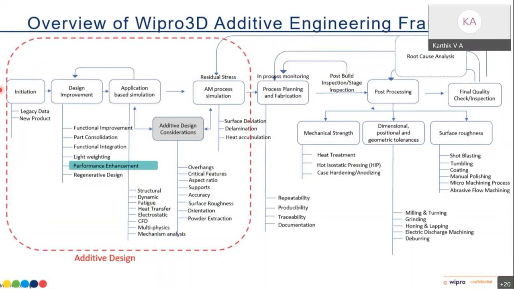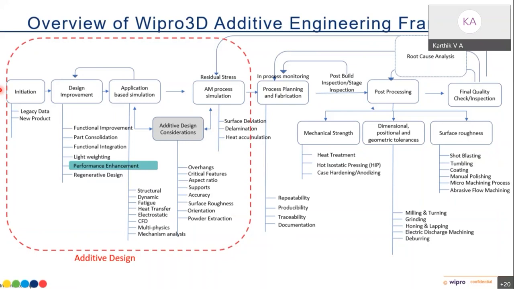Once that is done, we make design improvements, for which we consider the functional improvements, part consolidation, basically whether you can monolithize it or not, reducing the weight wherever possible, and the functional integration. The functionality of the component will be maintained, and the other aspects will be varied wherever we are able to and wherever we are allowed to. And performance enhancements are also done, which is a key feature.